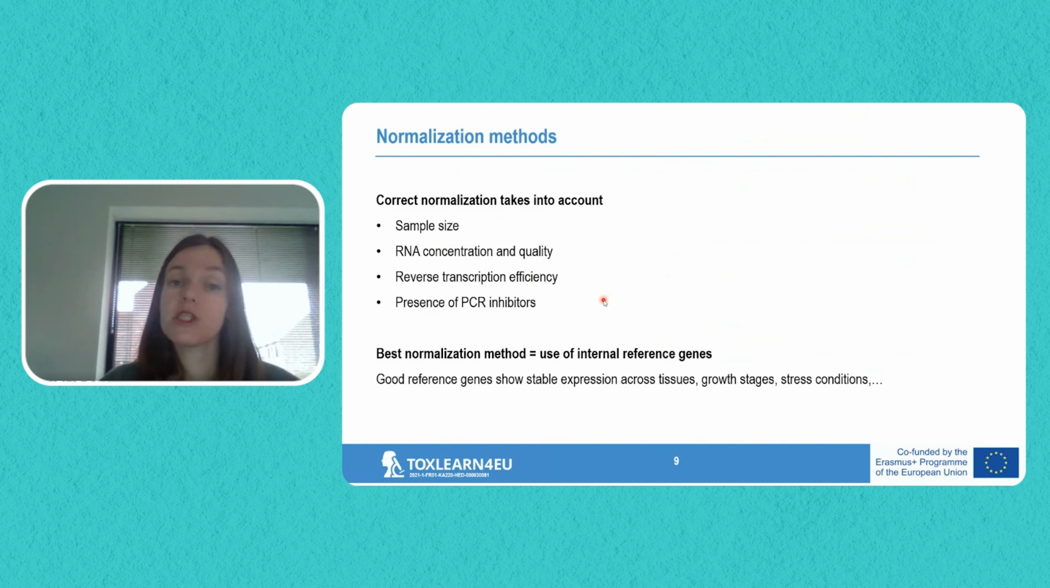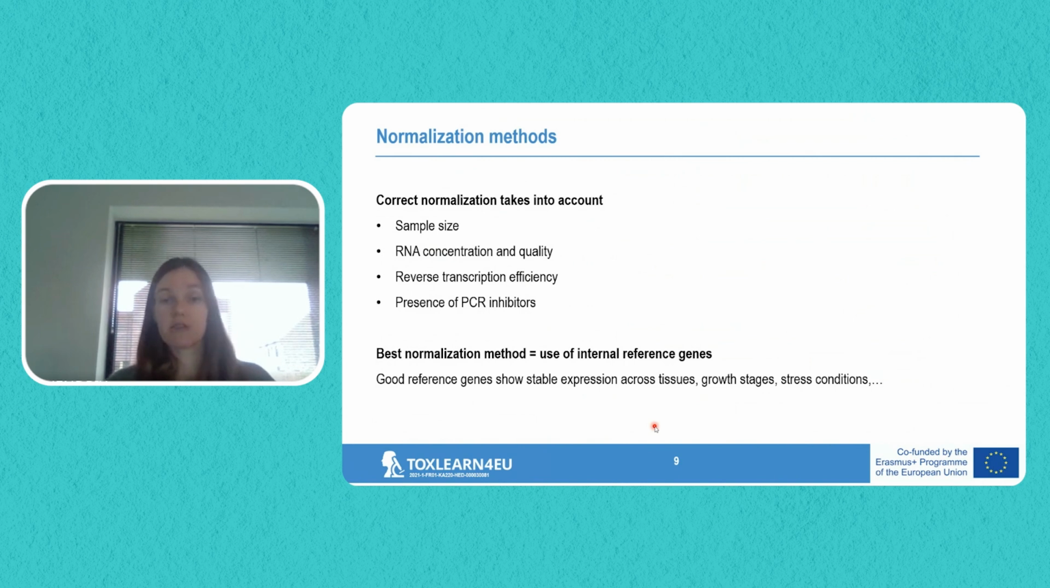So the best normalization method that you can use is normalizing against the expression of internal reference genes. So this means that in your cDNA samples, you will not only measure the expression of your so-called genes of interest, but you will also measure the expression of certain reference genes. And what are now reference genes? Well, good reference genes are genes that show a stable expression across different tissues, across different growth stages, across samples exposed to different stress conditions.